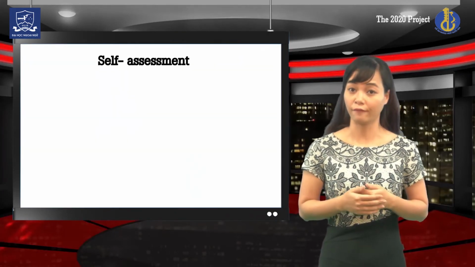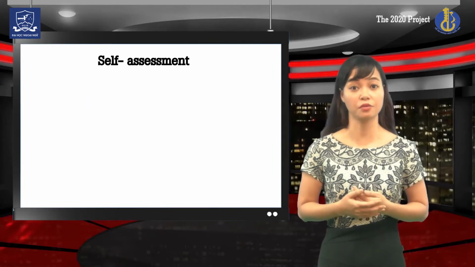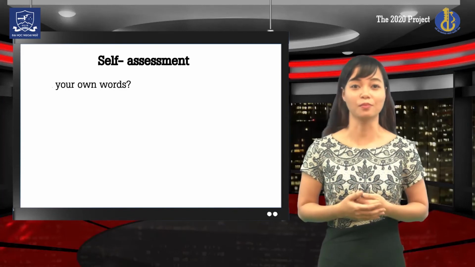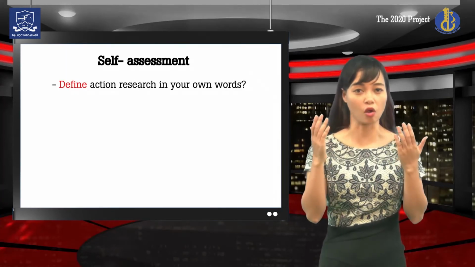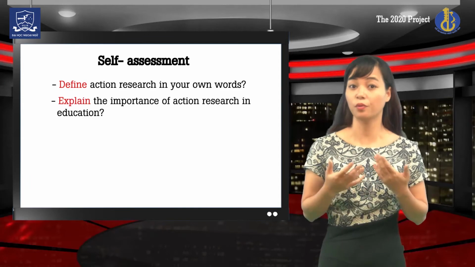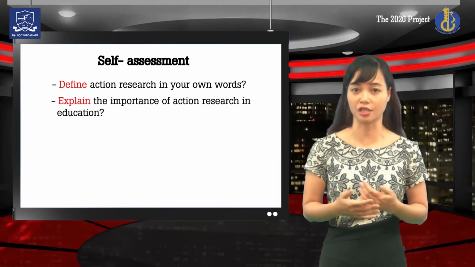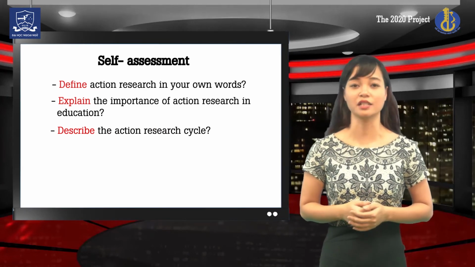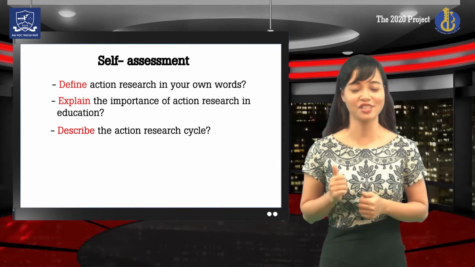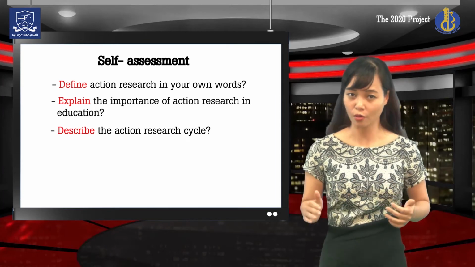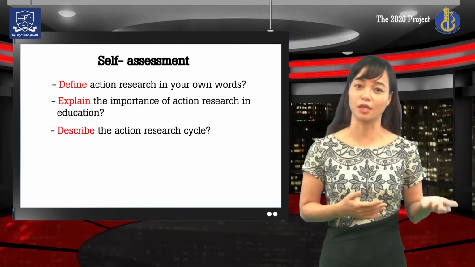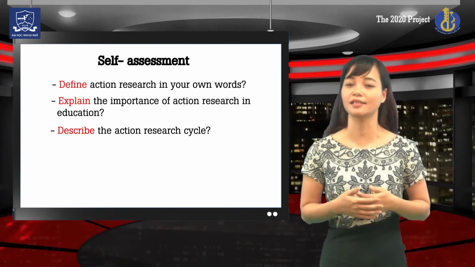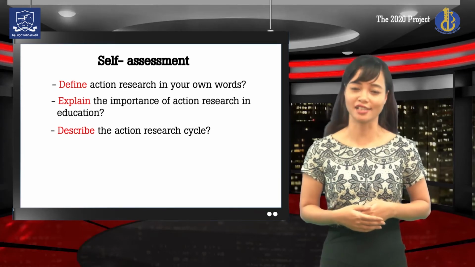So far, we have gone through key features of action research. Now, could you please self-assess whether you have been able to define action research in your own words, explain the importance of action research in education, and describe the action research cycle? If your answer to each question above is yes, you have achieved your lesson goals. If no, could you please come back to read Reading 1 again for more details, or discuss your problems with peers in the same cohort or with the course coordinators.